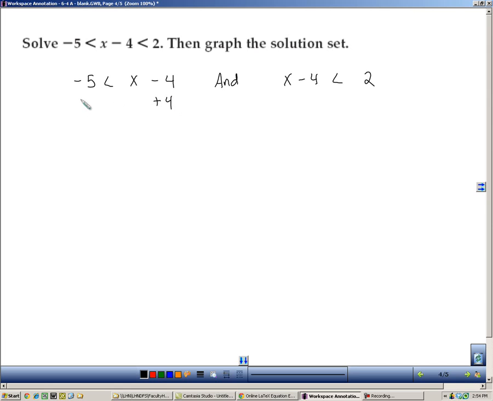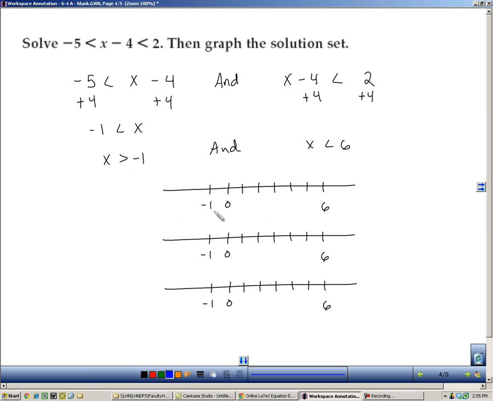Add 4. So negative 1 is less than x, rewriting that as x greater than negative 1. Here adding 4, x is less than 6, and that's an and inequality. So how do we graph that? Now, if you're good enough to do this without doing all three graphs, that's fine, but I'm going to do all three for those that are still struggling with it.